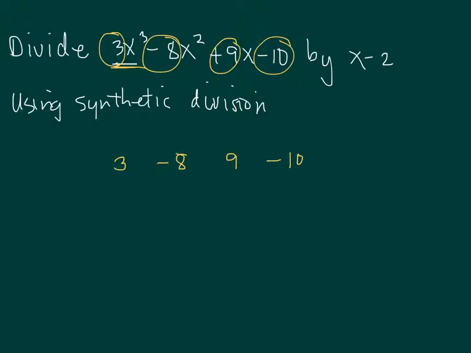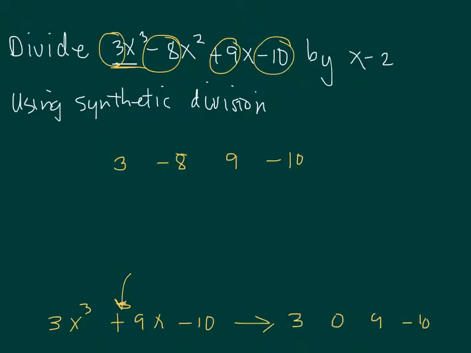Just keeping in mind that whenever you skip an exponent, you have to insert a 0. So for example, if I have 3x cubed and then I suddenly jump to 9x, then minus 10, then the numbers that I'll be using should be 3, there's a 0 for the x squared because x squared is not present, and then 9 and negative 10. Okay, so that's what I mean when there's a skipping of a term or an exponent.